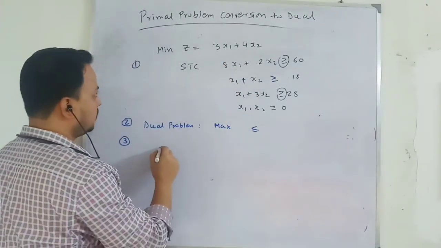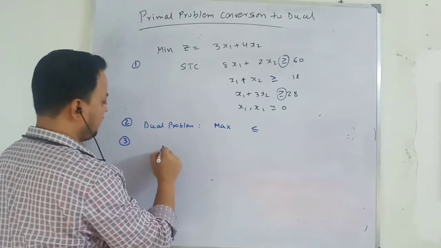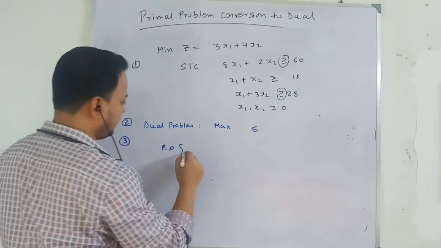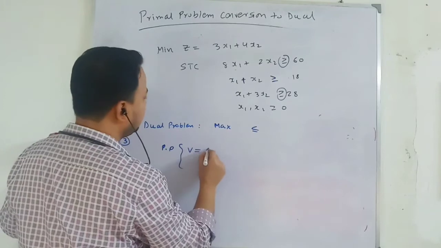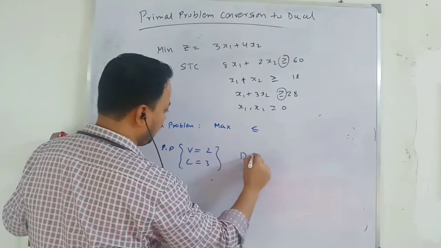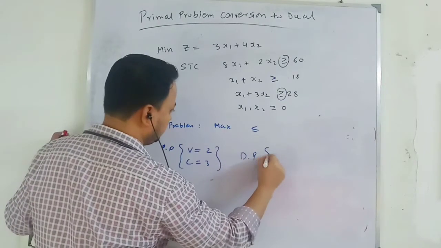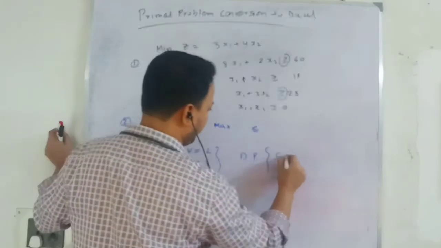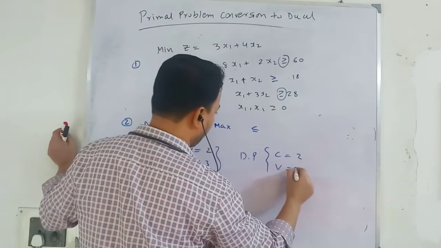Okay. So primal problem: variables are 2, constants are 3. So in the dual problem, how many constants will I have? 2, and how many variables will I have? 3.